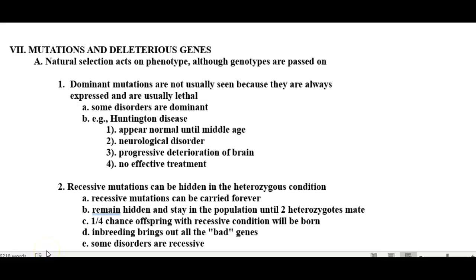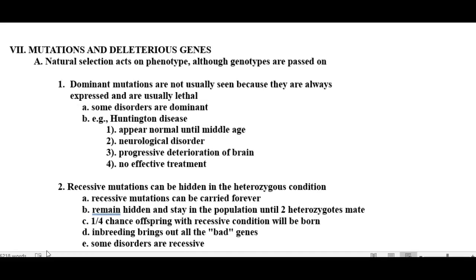And let me review this. Natural selection acts on the phenotype, though the genotypes are passed on. I did this in the lab video. Dominant mutations are not usually seen because they're always expressed and they're usually lethal. The only dominant mutation disease that we're talking about is Huntington's disease. They're going to be normal until around middle age. It's a neurologic disorder, progressive deterioration of the brain, no effective treatment. However, it's on a timer. The person who has it may not even know they have it, and they have passed on their DNA.